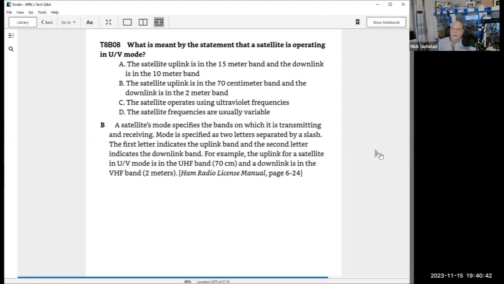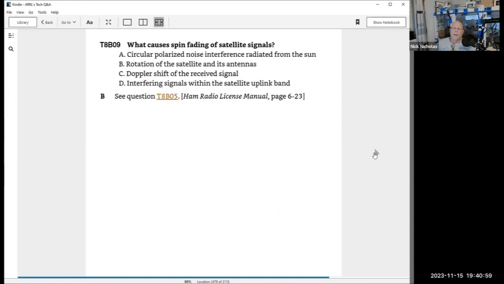What is meant by the statement that a satellite is operating in UV mode? And the answer here is B. We define UV as being uplink on 70 centimeters, downlink on 2 meters. I hope it has the chart. I'll find it. What causes spin fading of satellite signals? I've covered this just a minute ago. B, the rotation of the satellite and its antennas.